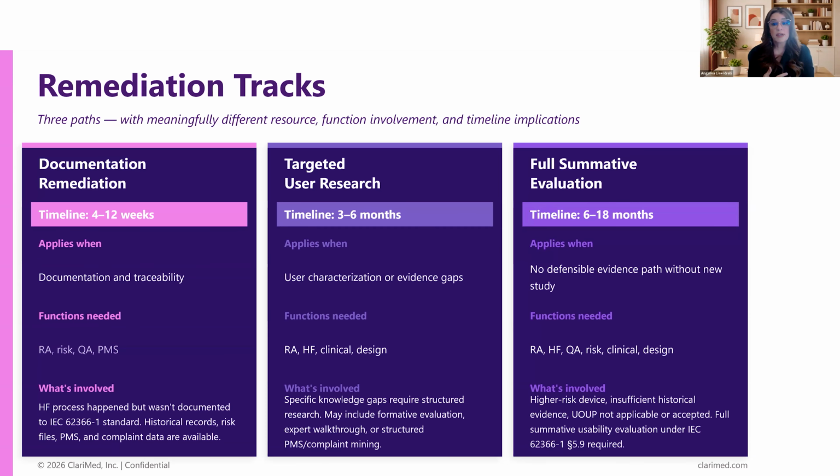And then lastly, the full summative evaluation. This is where you have no other choice but to actually go down that route and do full summative evaluation to make sure that you have the justifiable evidence to meet state of the art. You see at the bottom there, there's multiple different functions that could come in here, but you are touching all the way from RA, QA, post-market, clinical. Everybody gets touched here. So there's not one bucket that you should not consider. Any questions?